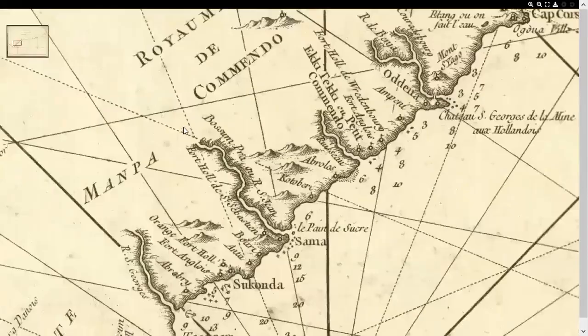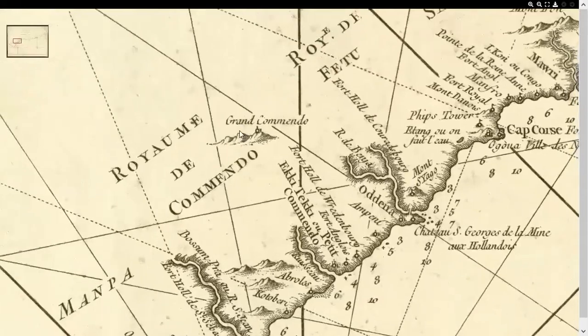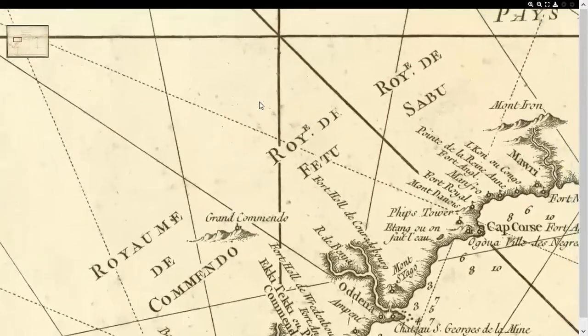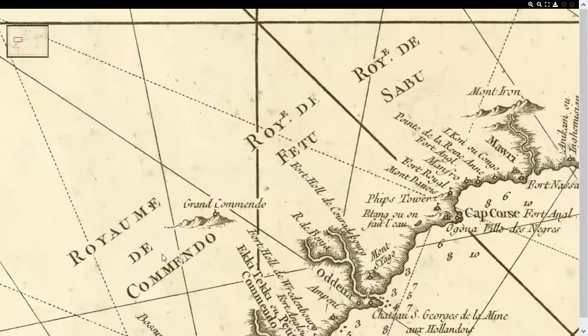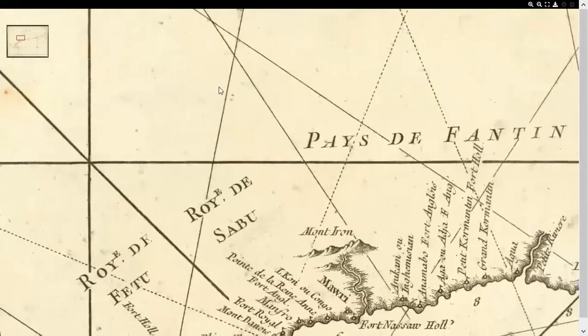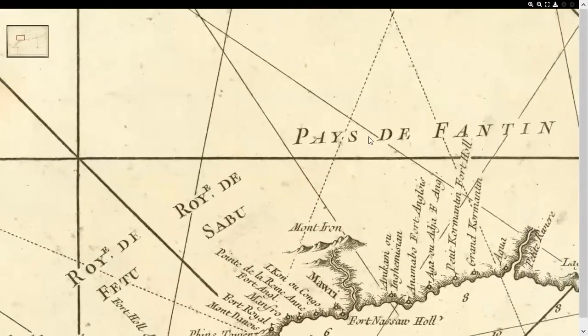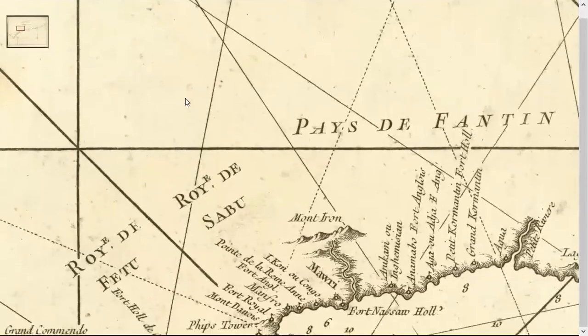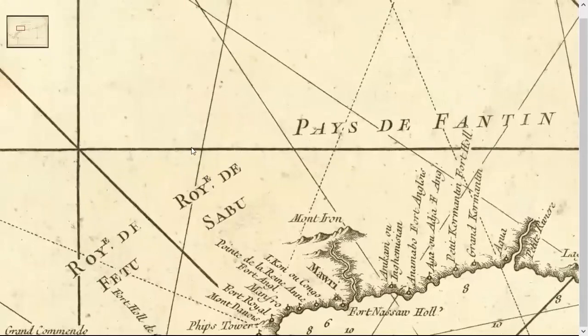sort of handwriting, I should say his printed cartouche, you can indicate and trace the statement in French from the Royaume de Fétou, Royaume de Sabou, Royaume de Commando. These are kingdoms, according to him, as opposed to countries, pays de 20 ans. There's an indication of a difference between regions and political entities.